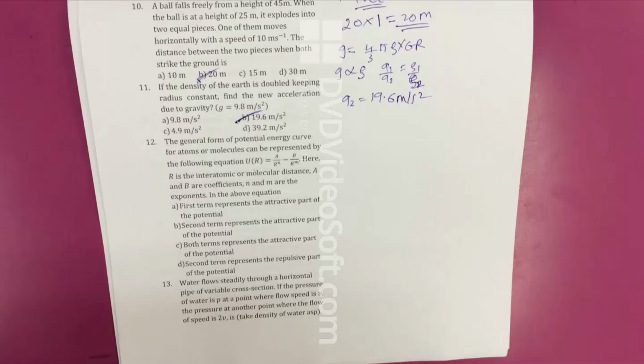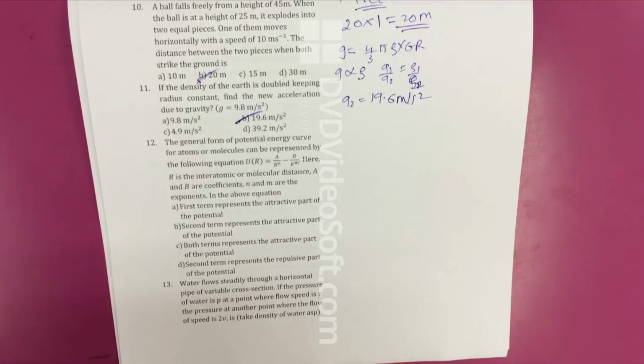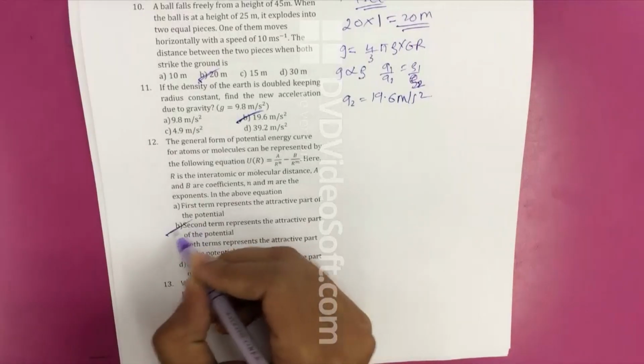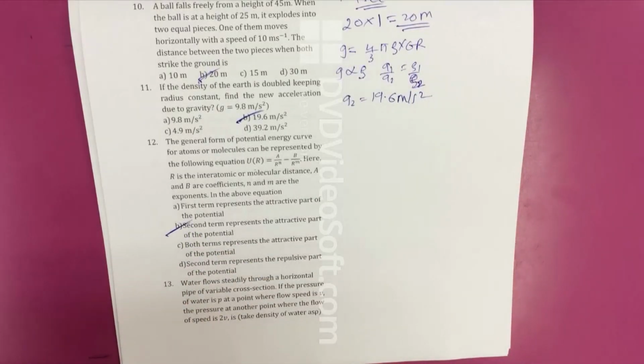Option A says first term represents the attractive part of the potential. Option B says second term represents the attractive part. Option C says both represent the attractive part. Option D says second term represents the repulsive part. So in this equation, the second term will represent the attractive part of the potential. So hence your option B would be your correct answer.